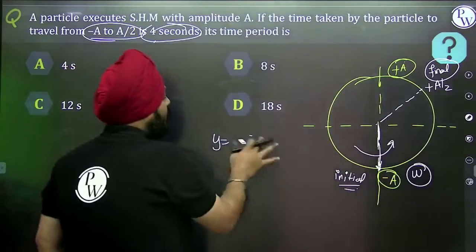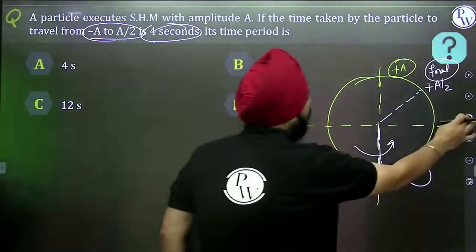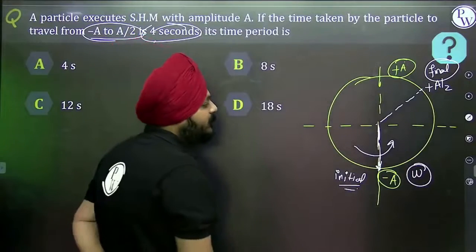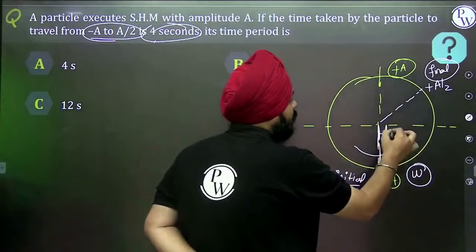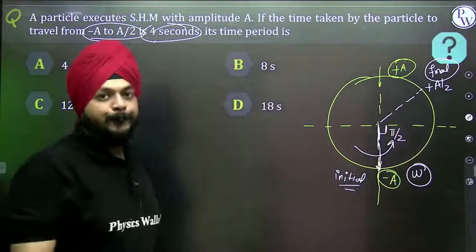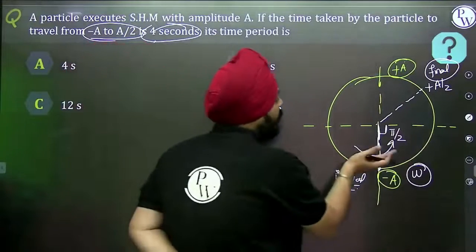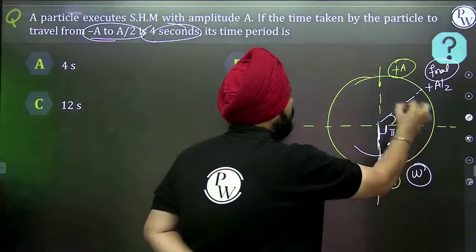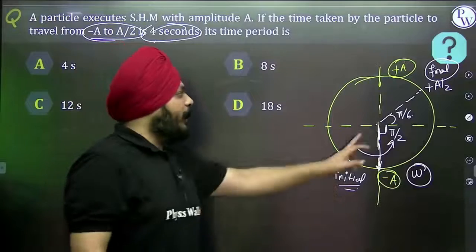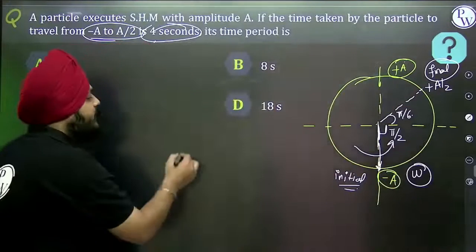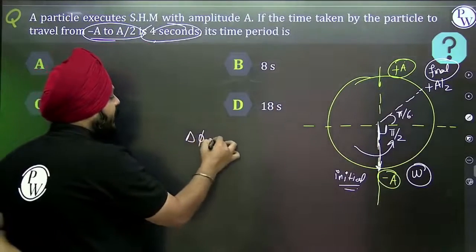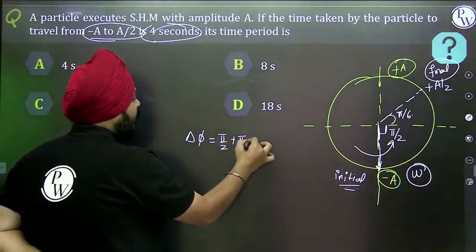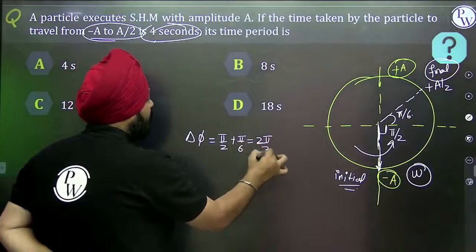How? What is the phase difference? Just always calculate the phase difference between these 2 points. This is pi by 2. Always move in the anti-clockwise direction. This will be pi by 6. One is pi by 2 and the second is pi by 6. What is the actual phase difference between the initial point and final point? That will be pi by 2 plus pi by 6, which is equivalent to 2 pi by 3.